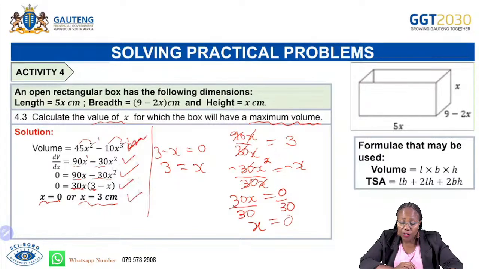And then now, grade 12, there is no way that you can take x equal to 0 as the solution, because it will make this side 0 there. 5 times 0 is 0. So we are discarding that one. x equal to 0 is not the solution. The only solution to maximize this volume will be x equals 3.